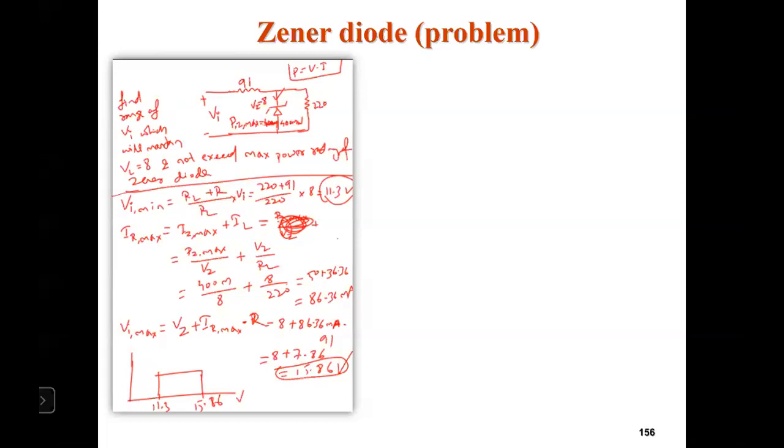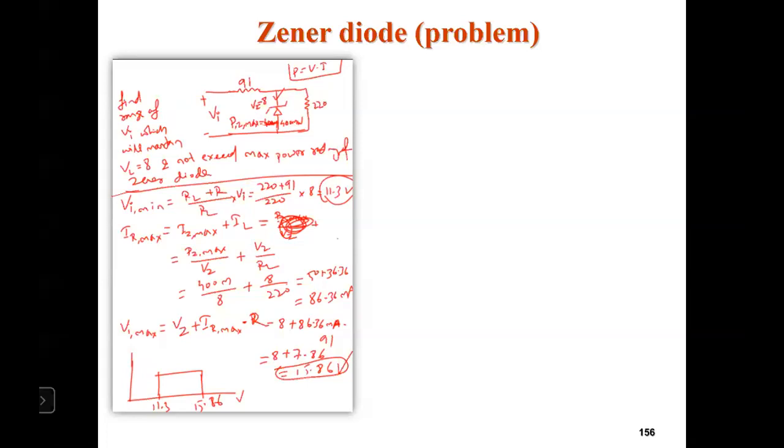Here what I was telling you before applies: IZ max is not given, rather it is given in terms of power. It is the same as the previous problem; only in the previous problem IZ max was given, and here PZ max is given. So just proceed in the same way. I'm just quickly telling you, then we'll go to another problem. Sir, what is PZ max?